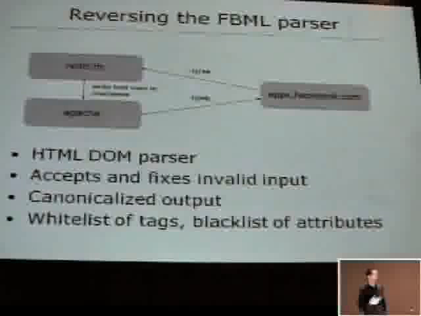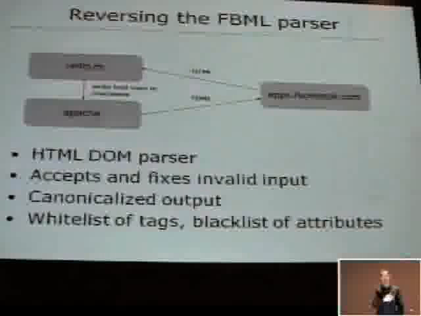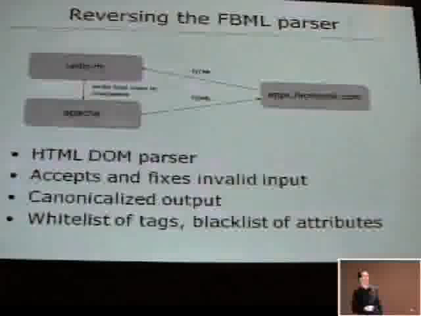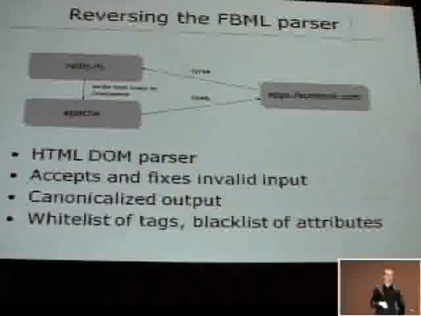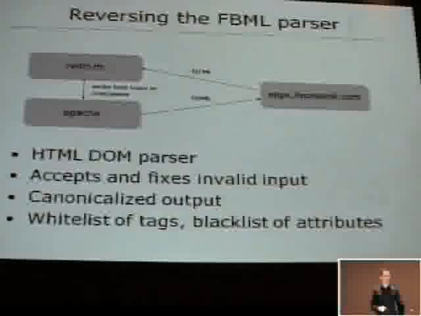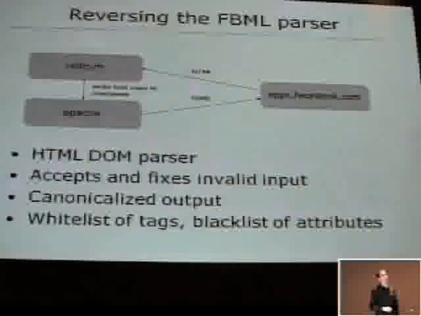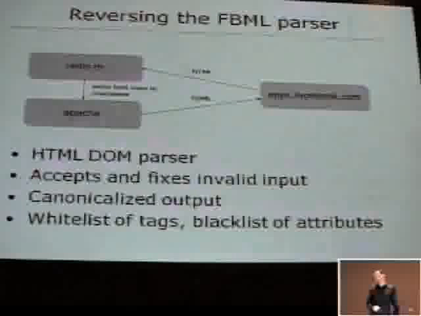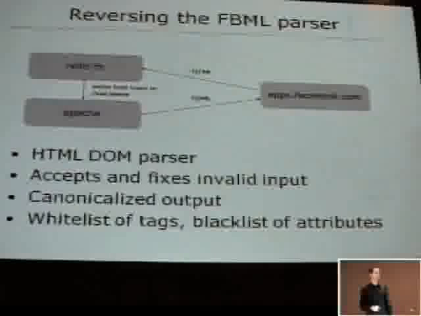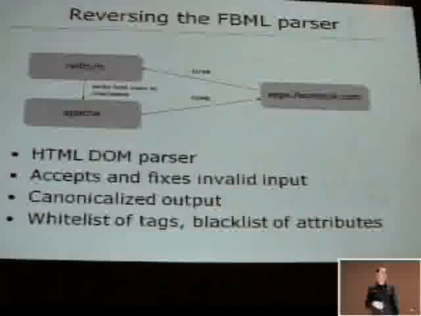And what I found out through the testing is that Facebook does use the DOM parser. It builds an in-memory representation of the parsing tree. It fixes invalid input, canonicalizes everything that it outputs, and it uses a whitelist for tags. So it only allows tags that are known to be safe, but a blacklist of attributes. So if you can find some way to confuse the parser and build an attribute that the XSS filter allows, but the browser will interpret as some kind of scripting attribute, then you have a cross-site scripting vulnerability.